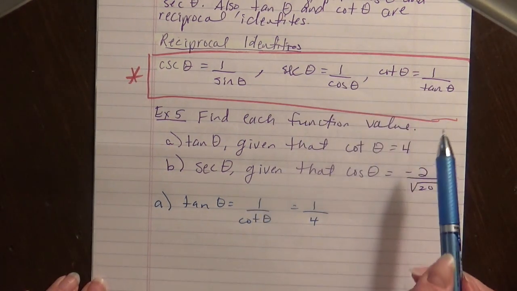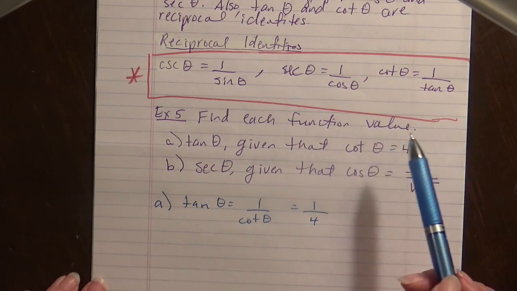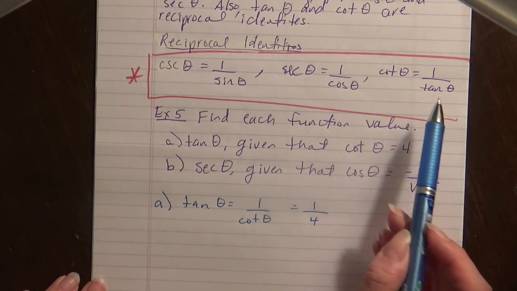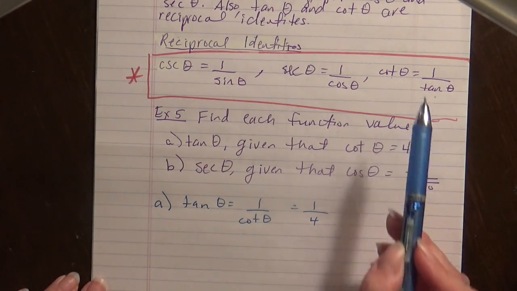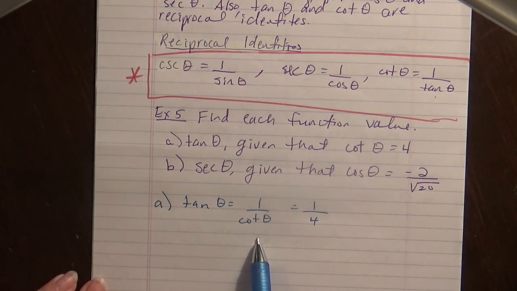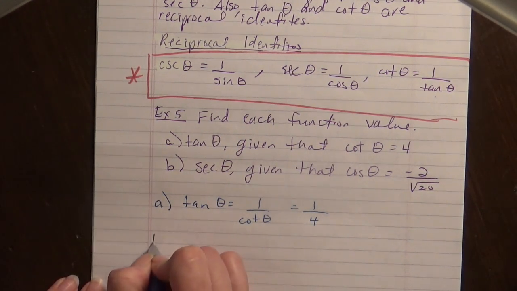This one. Well, I guess I wrote it a different way, but hopefully it's clear to you that cotangent equal to 1 over tangent can also be stated as tangent equal 1 over cotangent. That's the same thing. Alright, part B.